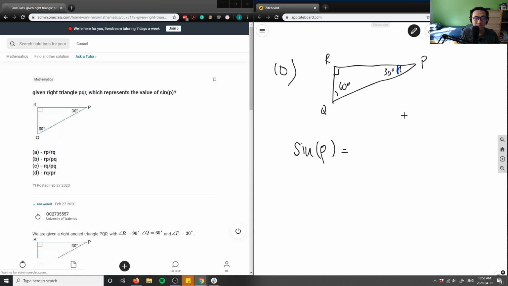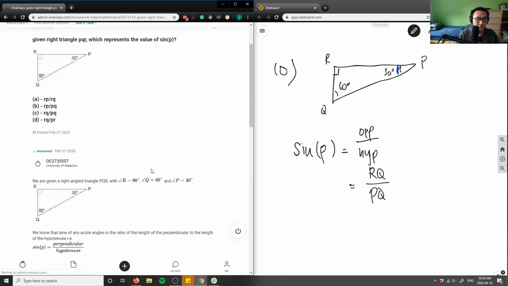Sine is SOHCAHTOA. The SOH is opposite over hypotenuse. So opposite over hypotenuse, which means in this case, the opposite of this angle is this side over here, which is RQ. RQ is the opposite side. And the hypotenuse in this case is PQ. So RQ over PQ would be our correct answer in this case.